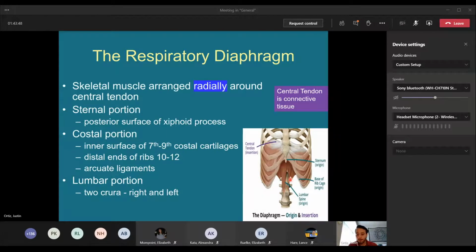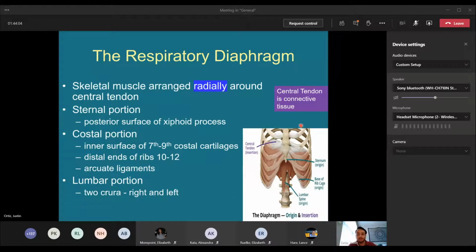And then your lumbar portion, which is located right here, is going to be associated with the crus, right? So the right and left crus, right? So you see these cruces right here. That's the lumbar portion. So I put this image in there. I feel like it really helps in regards to what the sternal, costal, and lumbar portion is. So I just dropped that in there for y'all.